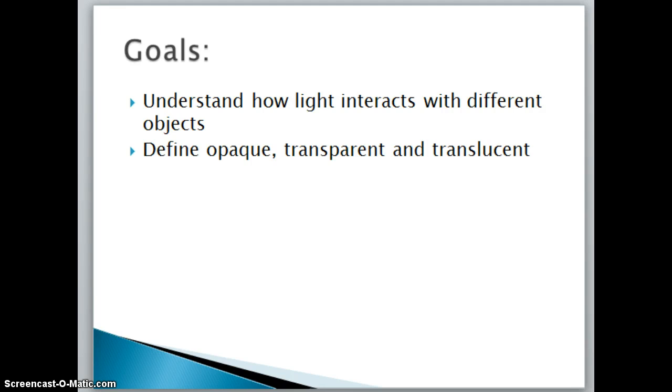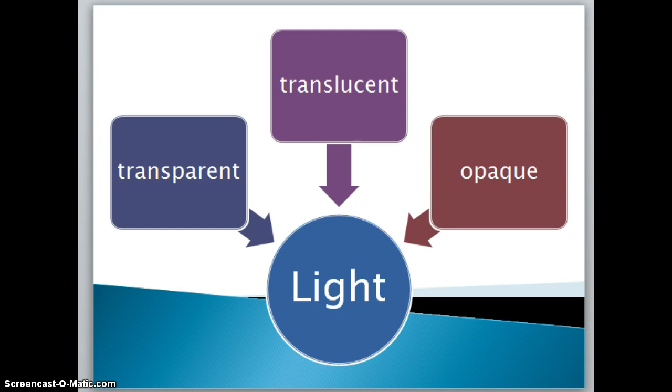transparent, and translucent. So when we talk about light, as light strikes an object, the light can do one of three things. It can be reflected, it can be transmitted, or it can be absorbed. Okay? When we talk about transparent, most of the light that strikes that particular object will pass right through without being scattered. Glass is sometimes a really good example of transparent. Water, air are all transparent materials.